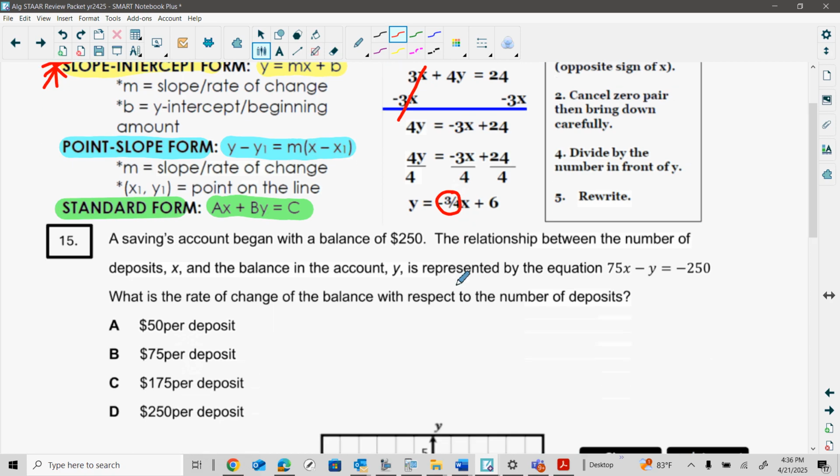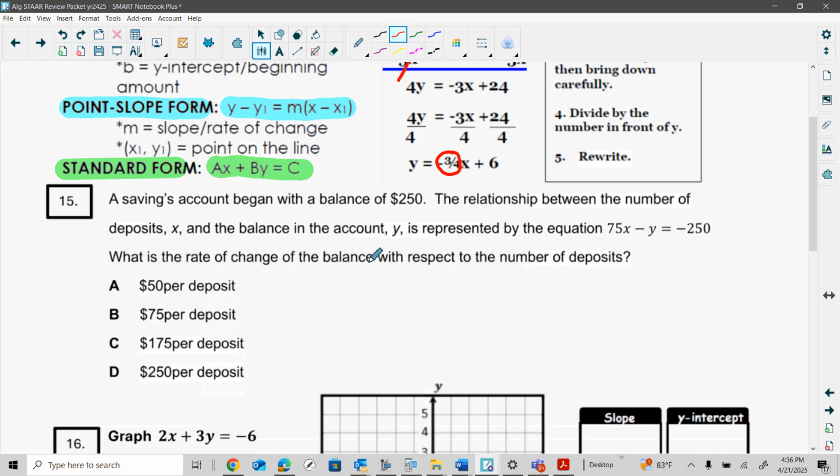Okay. So here's an example. It's like a word problem telling us where the account began, the balance. Okay. X is the balance of the account. Y is represented by the equation here. There's the question, what is the rate of change. So that means I'm looking for the slope, which means I'm looking for the m. So basically, I would take this, which is in standard form, and change that to slope intercept form.